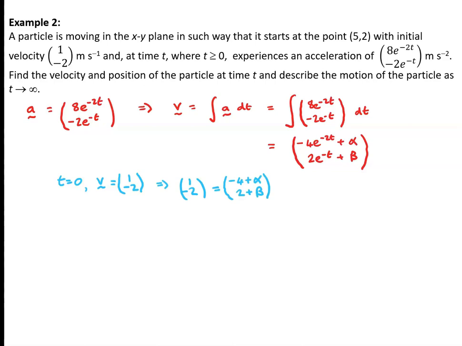So the fact that we know the velocity has got to be (1, -2) tells me that I've got 1 must equal -4 plus alpha. In other words, alpha must be 5. And I've got -2 equals 2 plus beta, which means that beta must be -4. So I now know that the velocity is given by the vector (5 - 4e^(-2t), 2e^(-t) - 4).